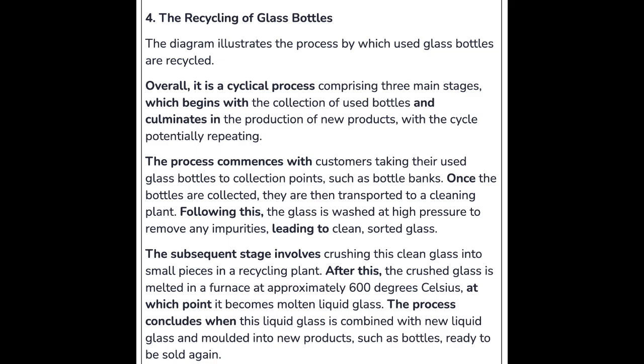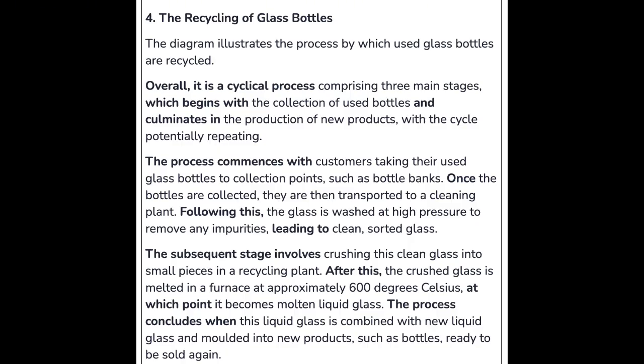4. The recycling of glass bottles. The diagram illustrates the process by which used glass bottles are recycled. Overall, it is a cyclical process comprising 3 main stages, which begins with the collection of used bottles and culminates in the production of new products, with the cycle potentially repeating.